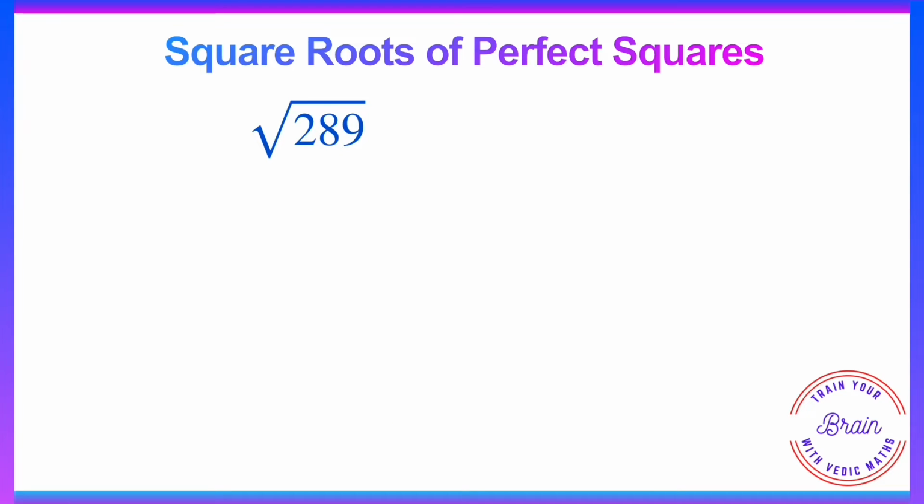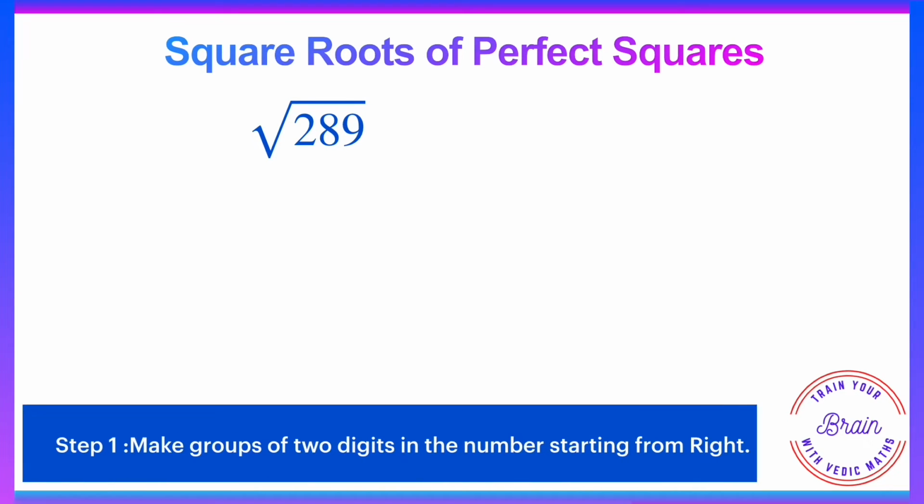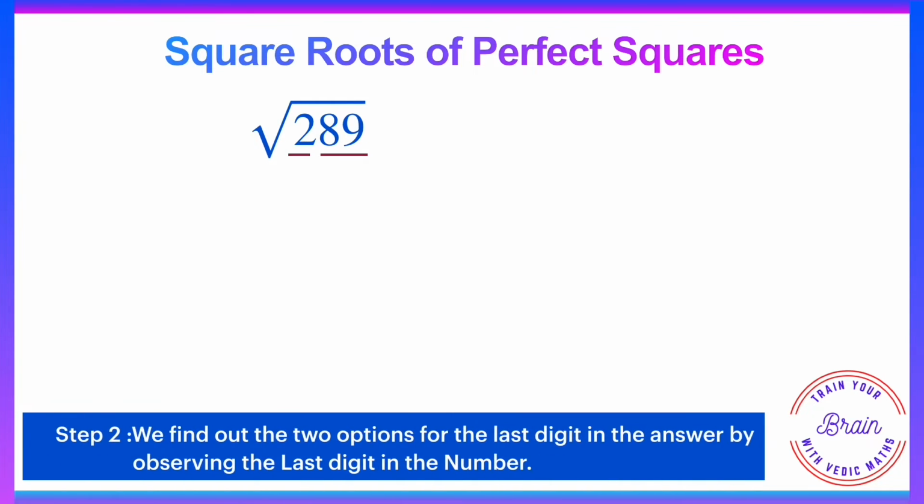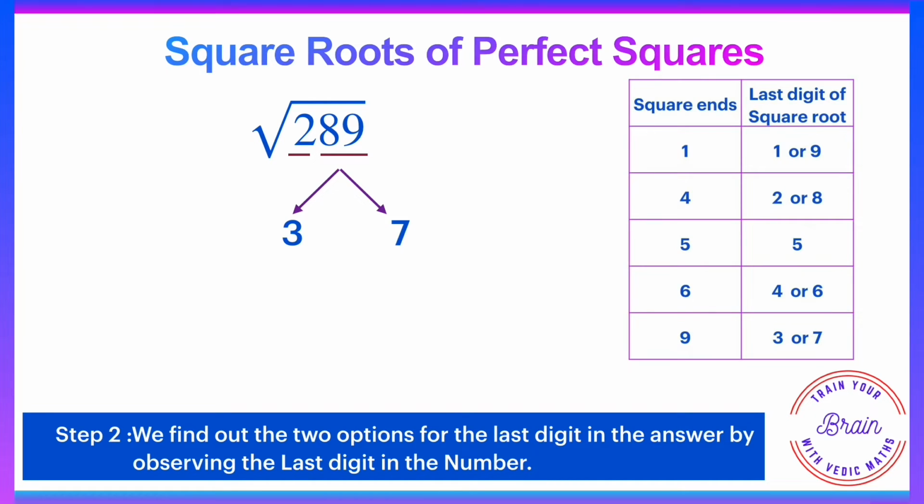Let's take another example. Square root of 289. First we make groups of 2 digits in the number starting from right. In the second step, we observe last digit of square number, that is 9. If the last digit of square number ends in 9, then square root will end in 3 or 7. So we have two options in one's place of our answer.